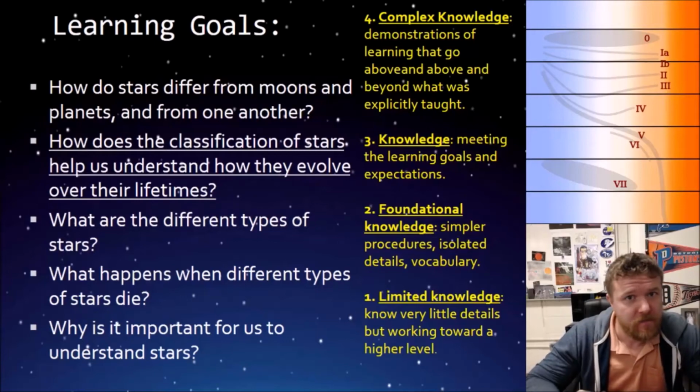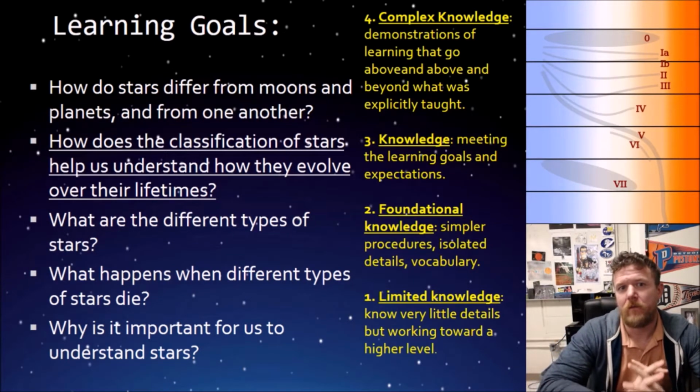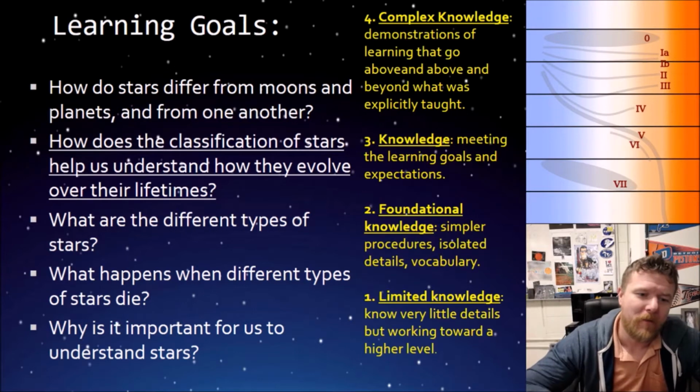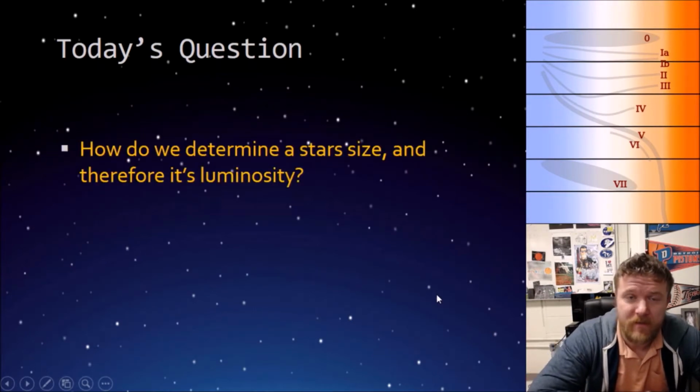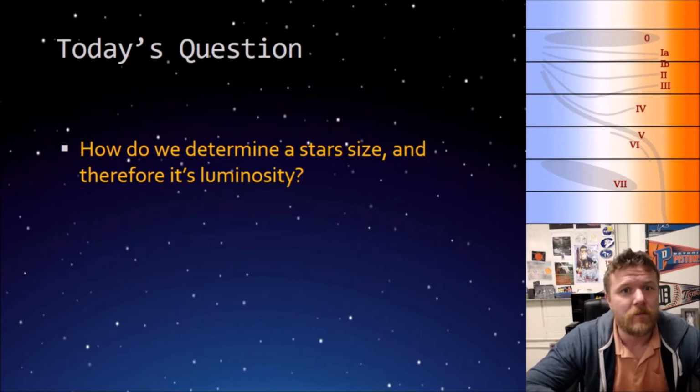How does the classification of stars help us understand how they evolve over their lifetimes? Let's keep going. Today's question of the day, could you write this down please? How do we determine a star's size and therefore its luminosity?